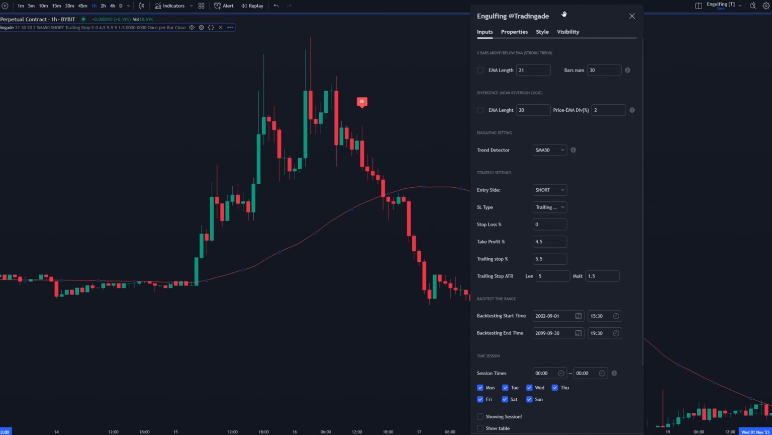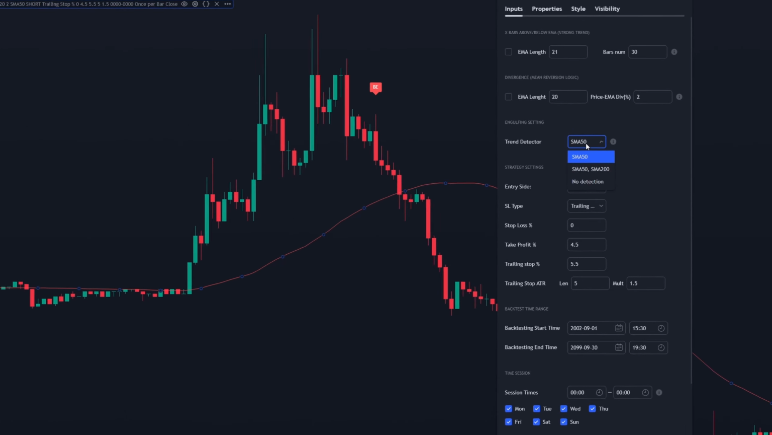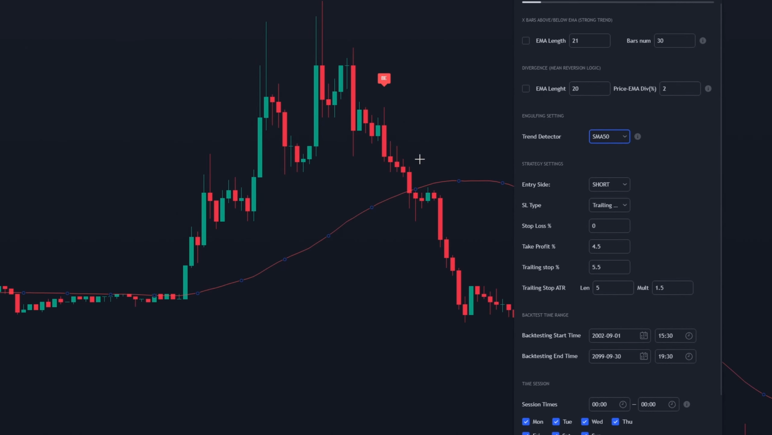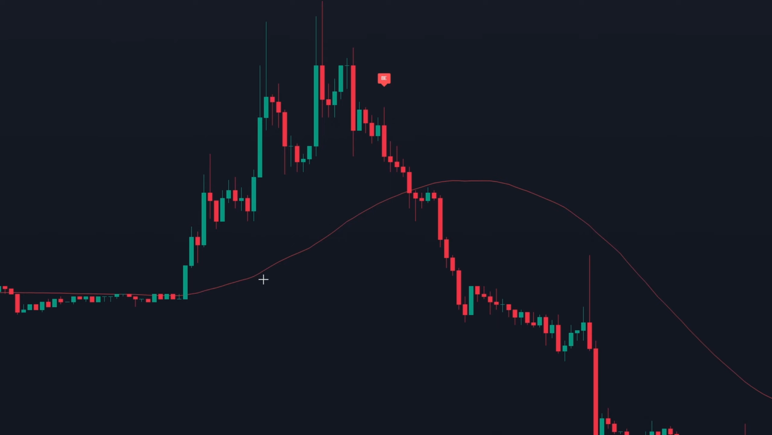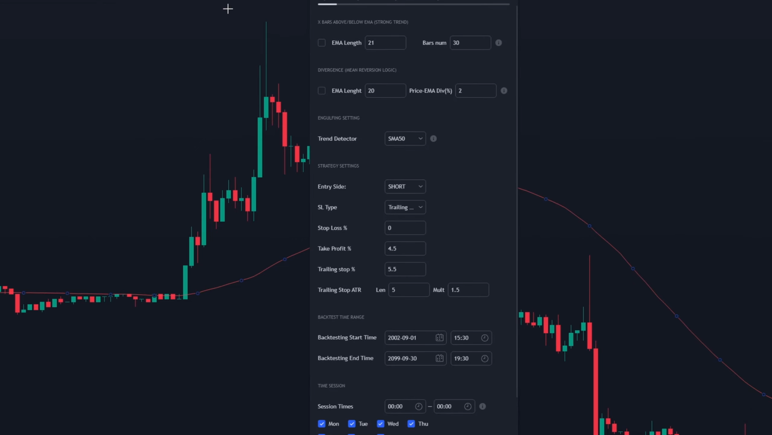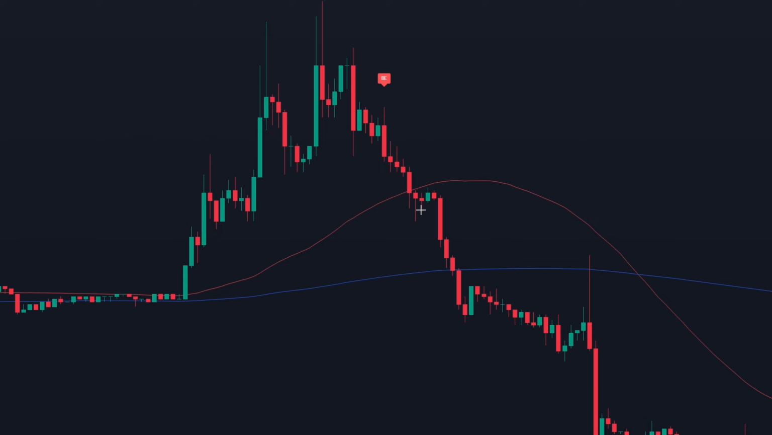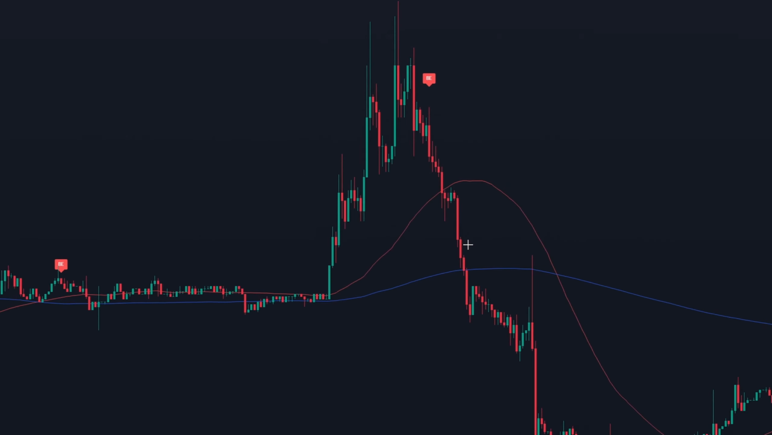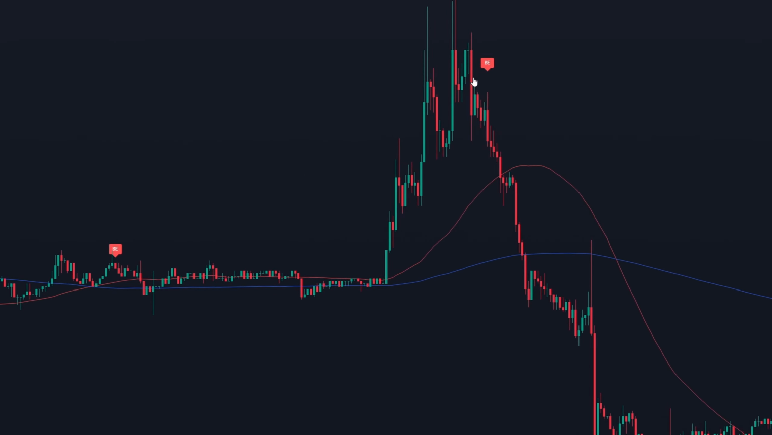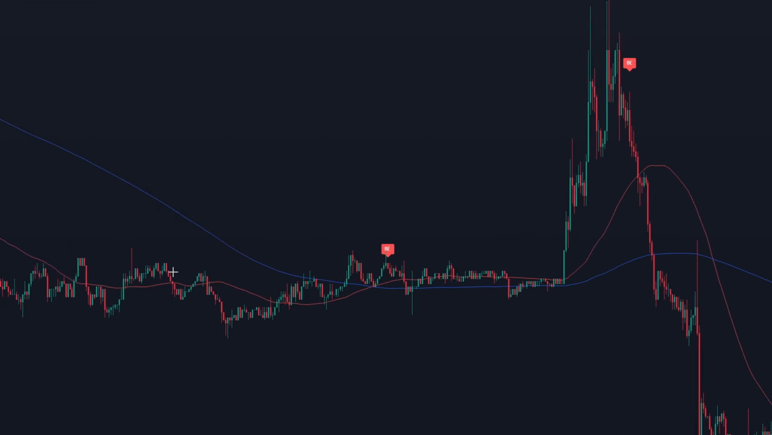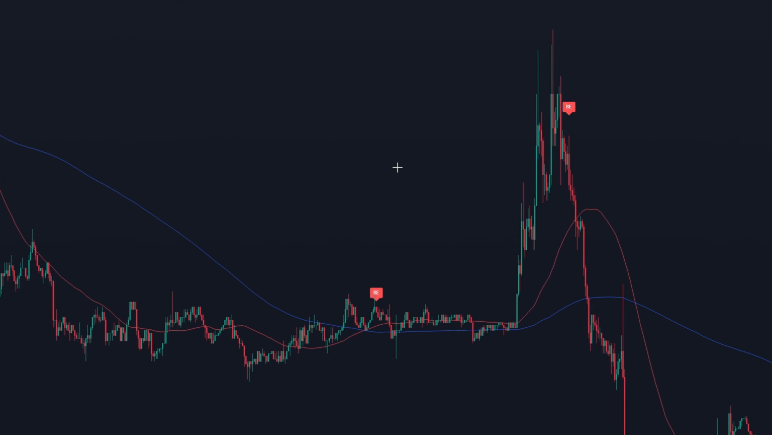For short signals, speaking about the trend detector, if you set SMA 50, it will detect a bearish engulfing that is above the moving average. As previously, if you set here SMA 50, SMA 200, okay, this is valid because there is the previous condition, and in addition there is this second condition. So the fast moving average is above the slow moving average. Here the same, and so on.